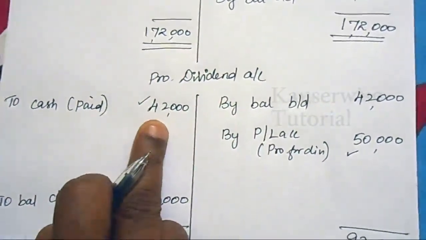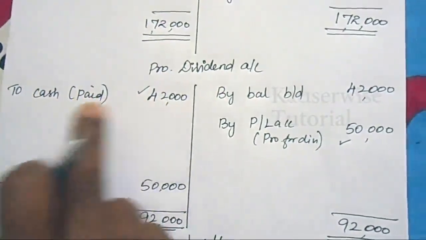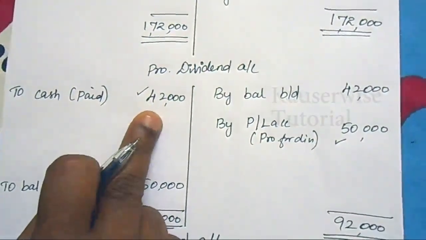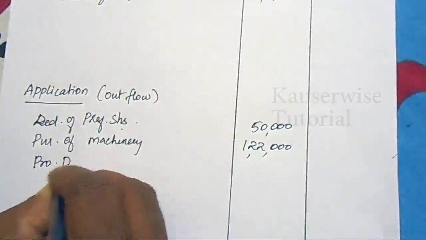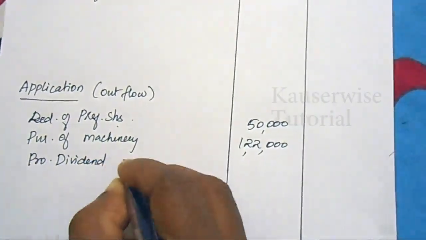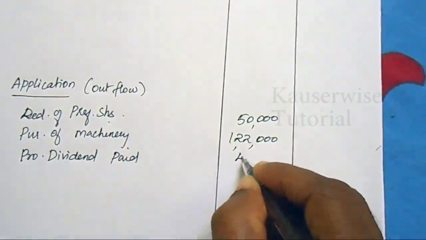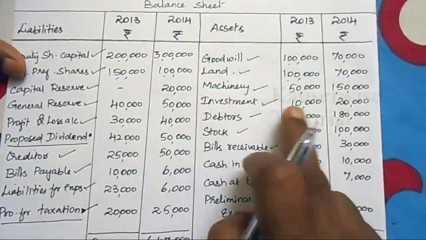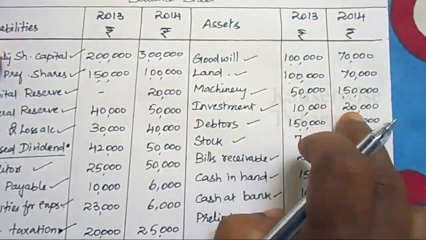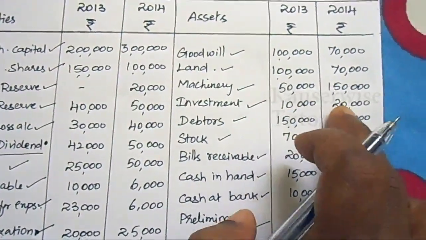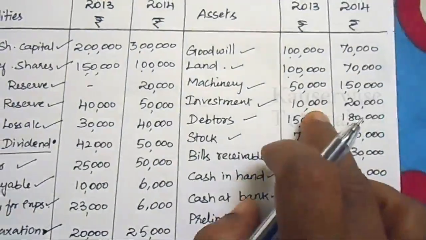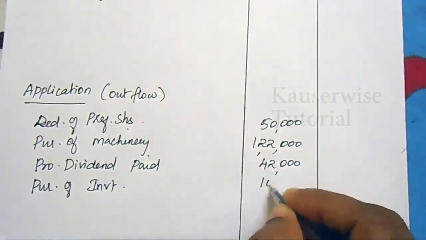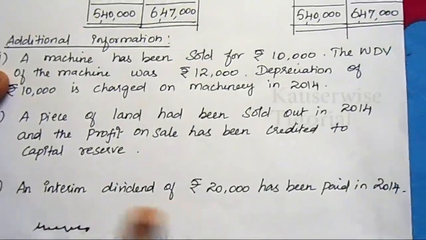Look at the next ledger, the proposed dividend. Debit side 42,000 is there, that is paid. Any amount paid is an outflow of fund. This will be recorded in application of fund. Proposed dividend paid, how much? 42,000. Look at the investment. I already explained, the investment amount increased from 10 to 20,000. The difference is 10,000, which means purchase of investment. It is an application of fund. Purchase of investment, how much? 10,000.